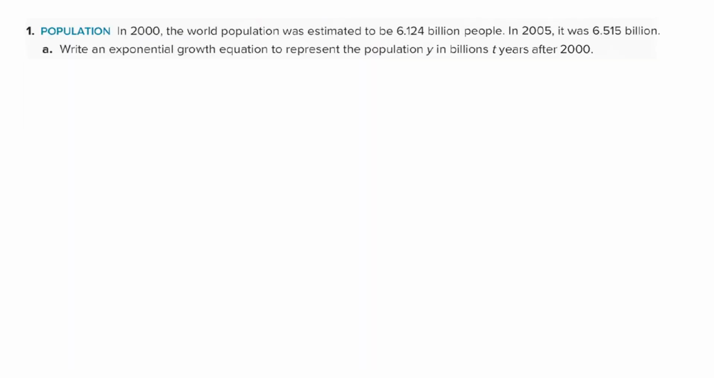Okay, so the next question is on solving problems involving exponential growth. It's a long question. We are going to again highlight the important information and then use the formula for continuous exponential growth to solve it. So let's go. In year 2000, the world population was estimated to be 6.124 billion people, and in 2005, it was 6.515 billion. Okay, so all these values are given.